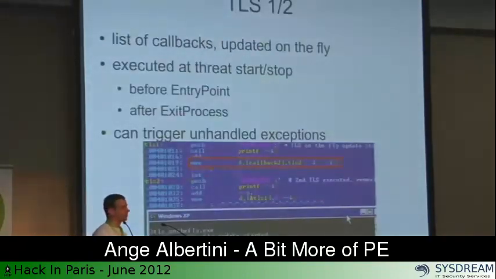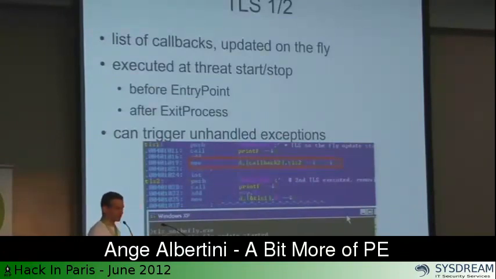TLS is probably one of the most messed up parts of the PE file. TLS is a list of callbacks that are executed one after each other, but the list can be updated on the fly. So for example, here you have a first TLS that puts a second TLS in the list, so the second TLS will be executed.